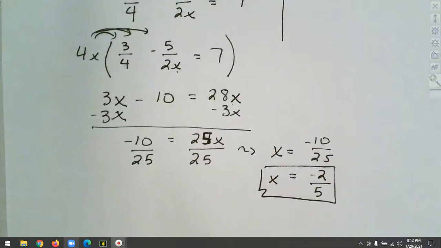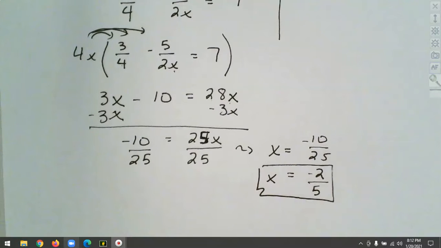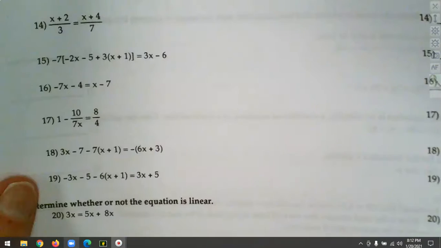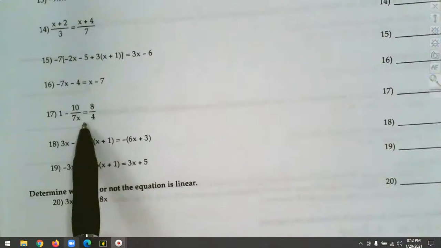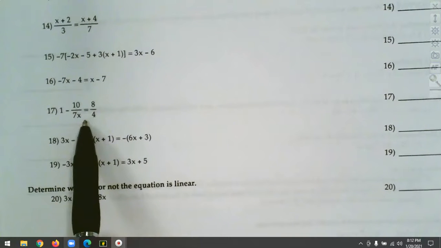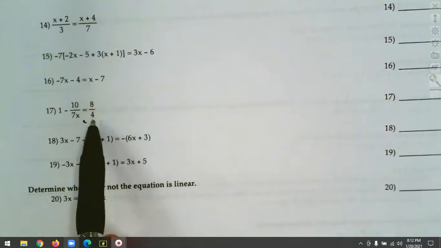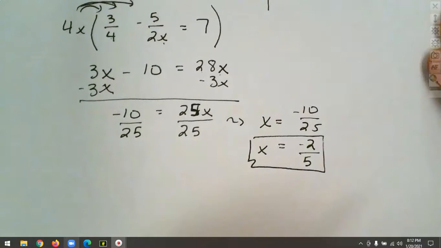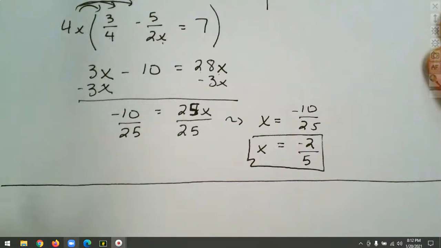Divide by your 25 to make those go away. And I put my x on the left-hand side. And that's minus 10 over 25. And that then reduces down to what? 2/5. Is everyone okay with how I did that? There's one just like that in your homework because it looks very, very similar to question 17. You can reduce that down, clear out your fractions, and solve it. That now finishes up 1-1.